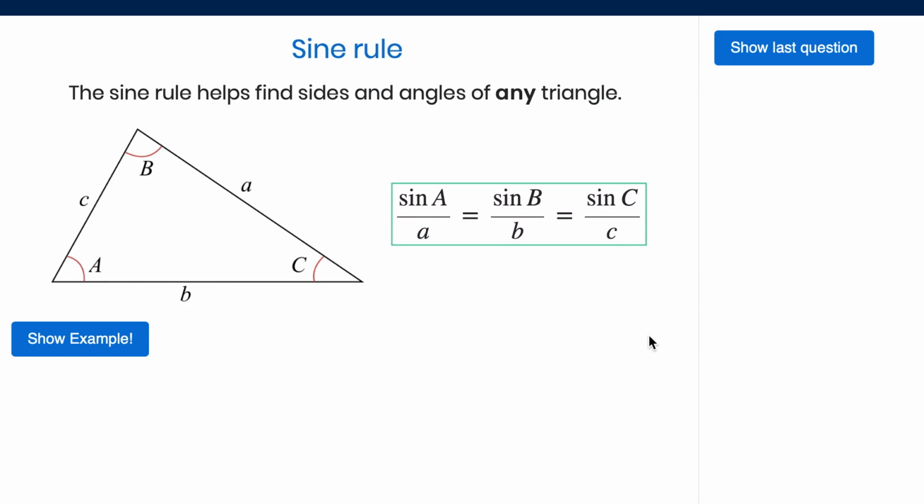In this video, we'll learn how to use the sine rule to find missing angles of a triangle. Unlike normal trig, which only works for right-angled triangles, the sine rule works for all of them. Now, the sine rule can also be used to find missing sides, and we'll see that in the next video.